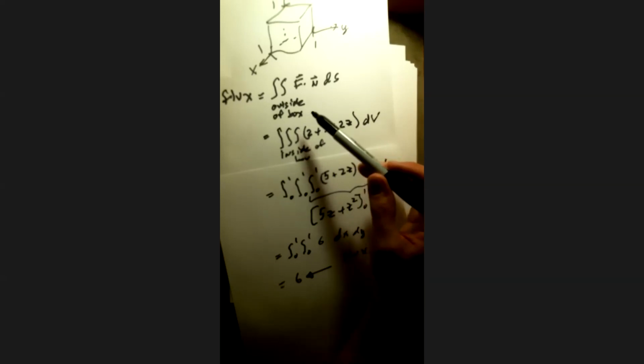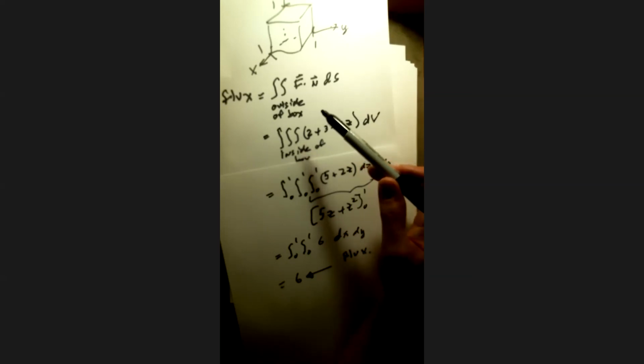These first two examples have been pretty straightforward, but I think they've showed you the power of using the divergence theorem right here at the get-go. Any last questions?